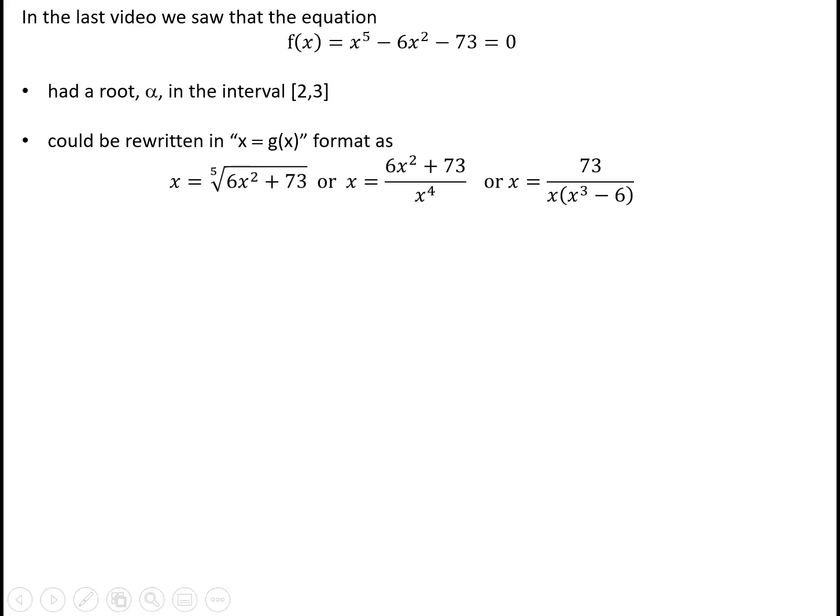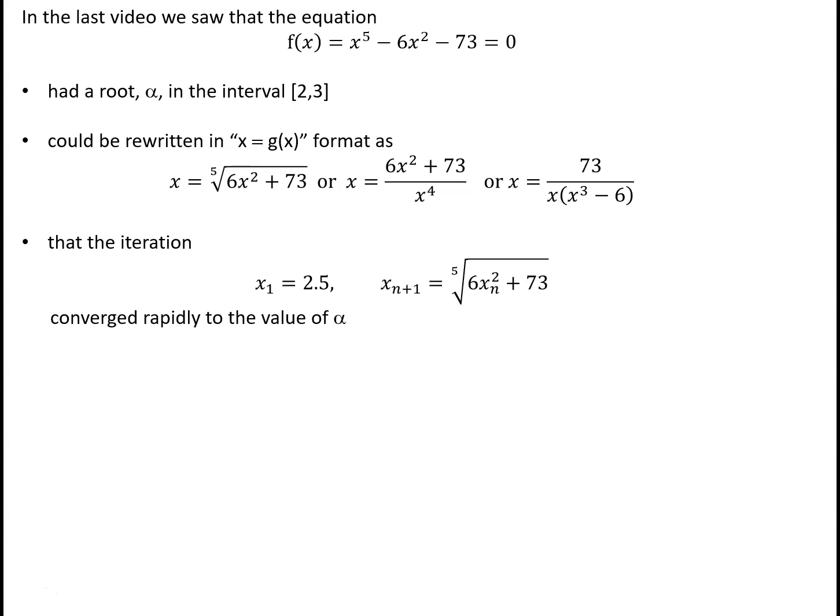In the previous video we saw that the equation f(x) = x^5 - 6x^2 - 73 = 0 had a root in the interval of x lying between 2 and 3, and that the equation x^5 - 6x^2 - 73 = 0 could be rewritten in an x = g(x) format as x equals the fifth root of 6x^2 + 73, or as x equals (6x^2 + 73) divided by x^4, or as x equals 73 divided by (x^3 - 6) times x.